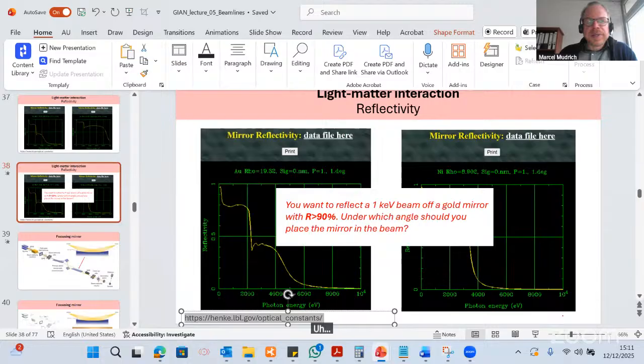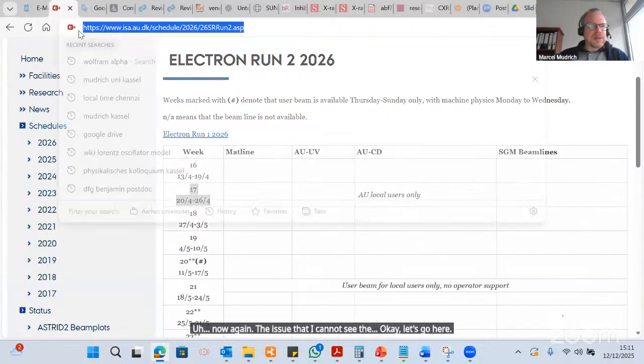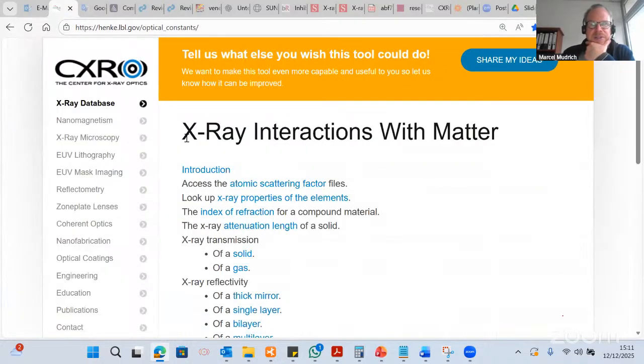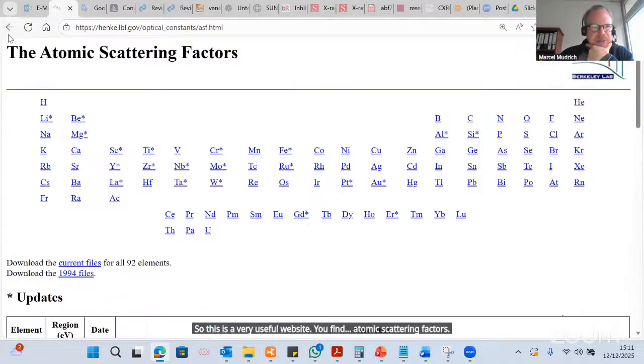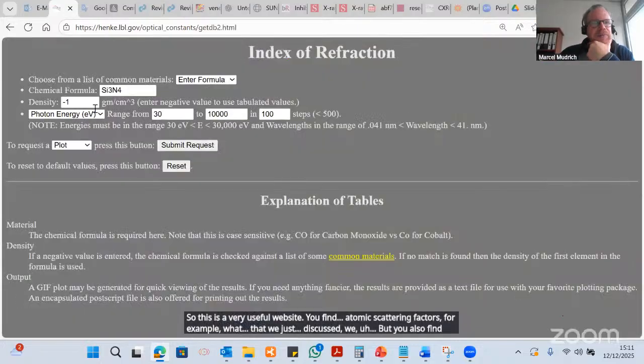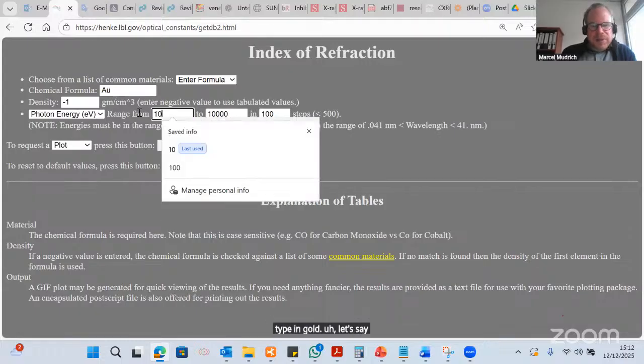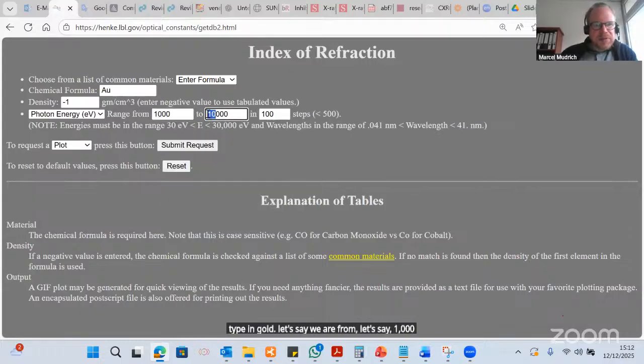Now again, the issue that I cannot see the, okay, let's go here. This is a very useful website. You find atomic scattering factors, for example, that we just discussed. But you also find the index of refraction. If you're interested in the index of refraction of gold, type in gold, let's say from 1,000 to 20,000 eV, and submit.